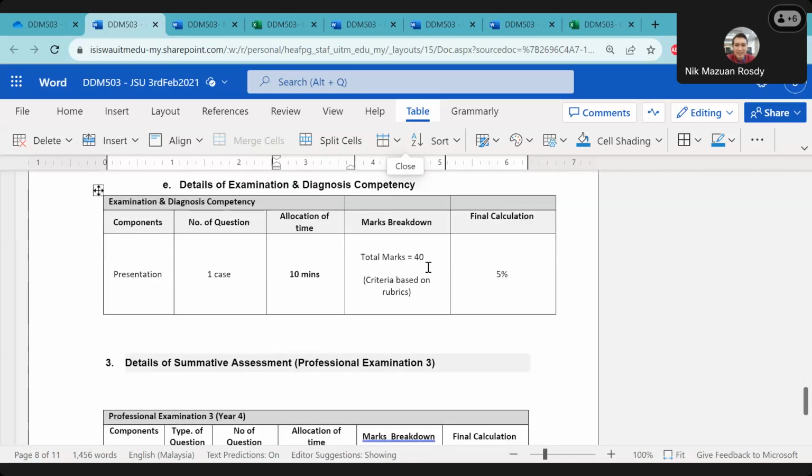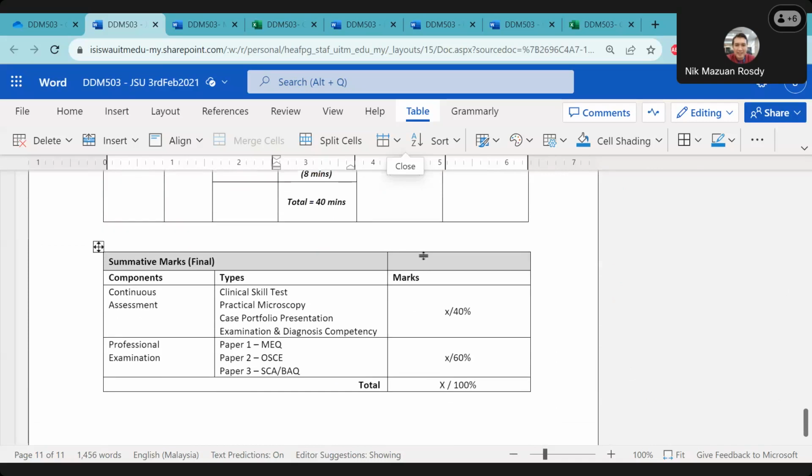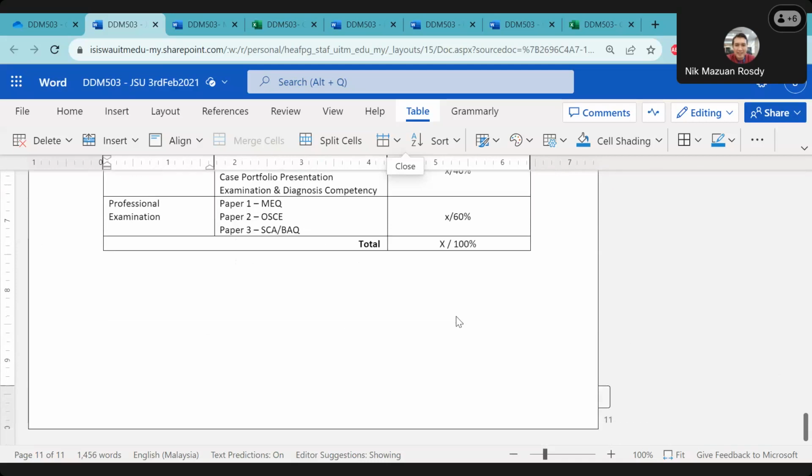Okay. Alright. So I think at the end of the document you have to have summative marks punya summary. Kat mana nak ambil markah-markah semua tu, macam mana jadi 100%. Okay, daripada continuous kepada professional examination. So 40% from continuous, 60% of professional examination. So these are the things yang you all kena buat lah.